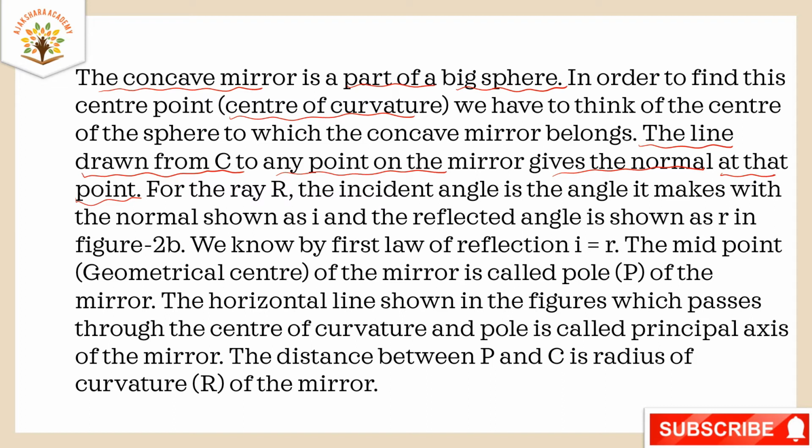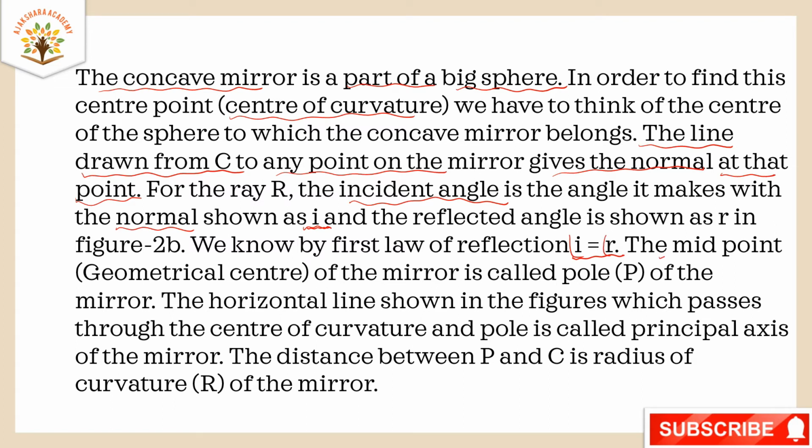The angle of incidence is the angle between the incident ray and the normal. Here angle I denotes the angle of incidence, and angle R denotes the angle of reflection, which is the angle between the reflected ray and the normal. So from the first law of reflection, angle I is equal to angle R.